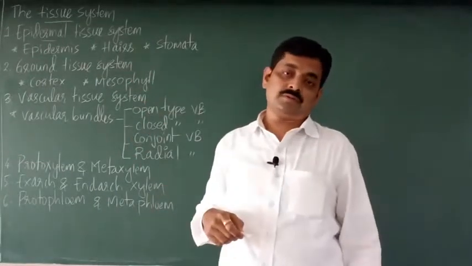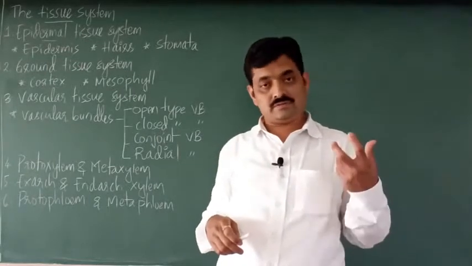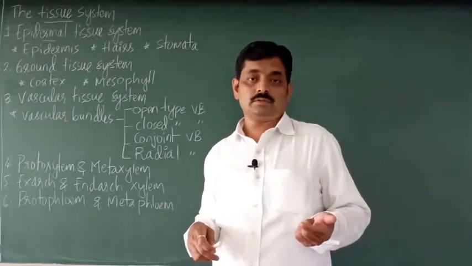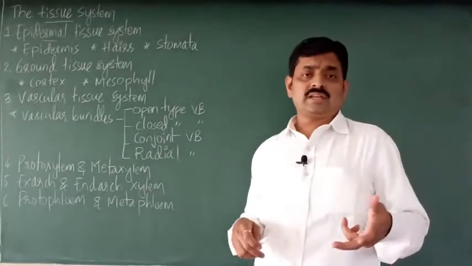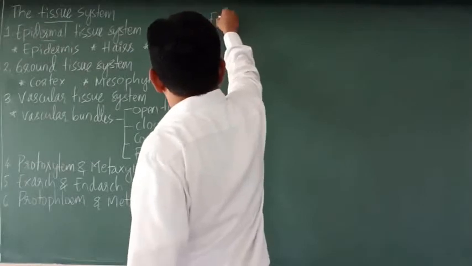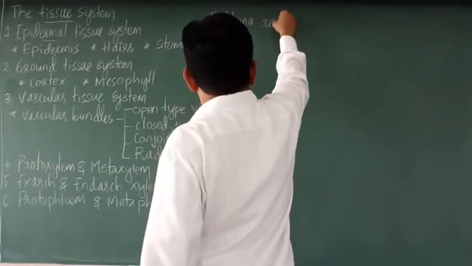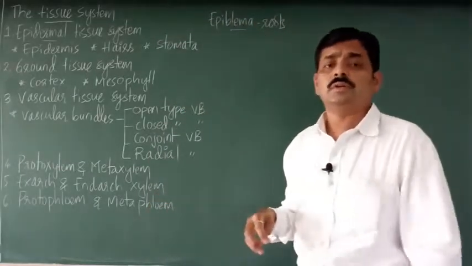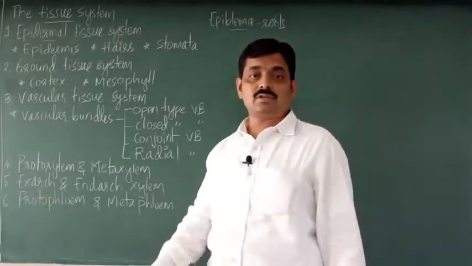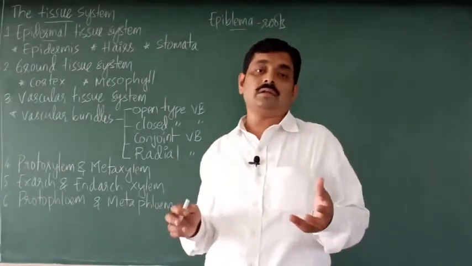So epidermis is the outer covering of either the stem or the leaves, right? In case of root, it is called epiblema. Whereas in case of stem and leaf, it is called epidermis. So epidermis is the outer covering of stem and leaves.